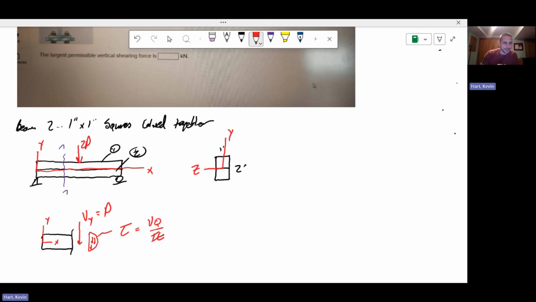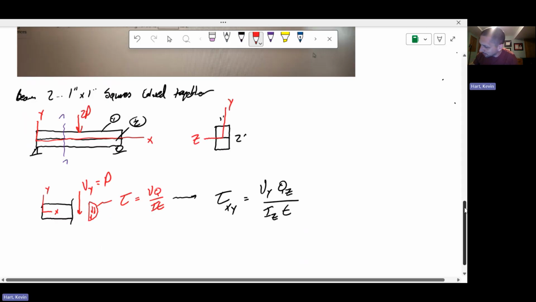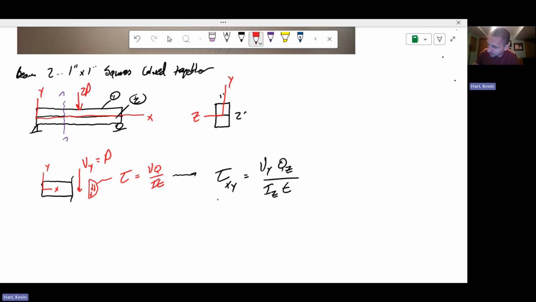And it's missing these subscripts. I talked about the subscripts before, but we're going to be a little bit more clear about the subscripts now and here talk about, this is actually tau xy, which is Vy Qz over IzT. I'm guessing that your teacher did not go through the subscripts and the dimensionality of this in such a detailed manner. All right. Let's talk about what these subscripts mean, specifically on the shear stress.